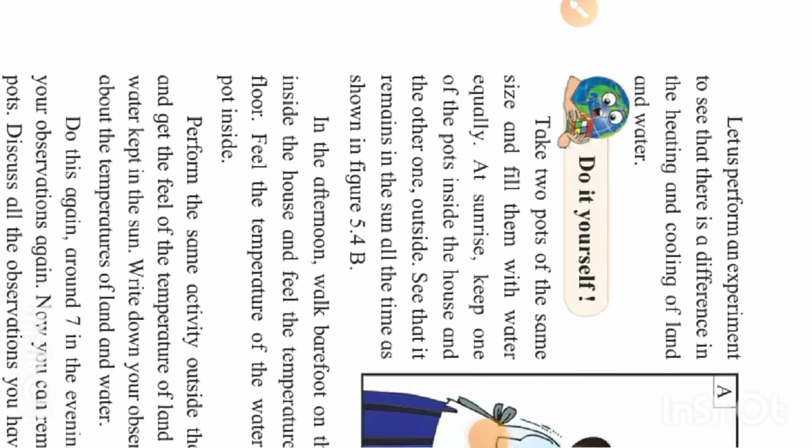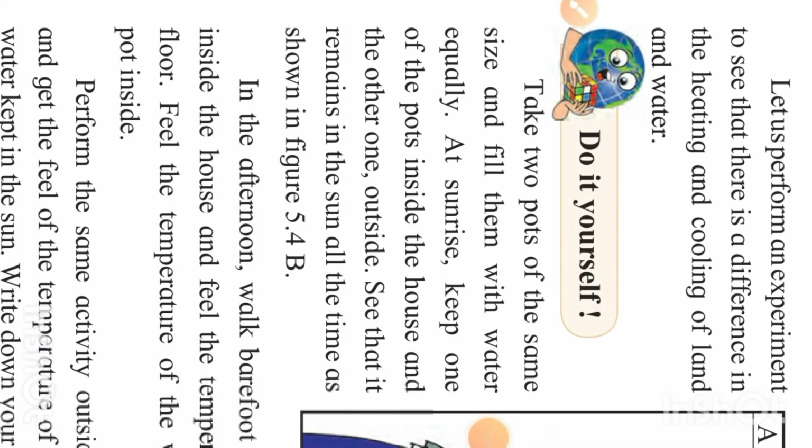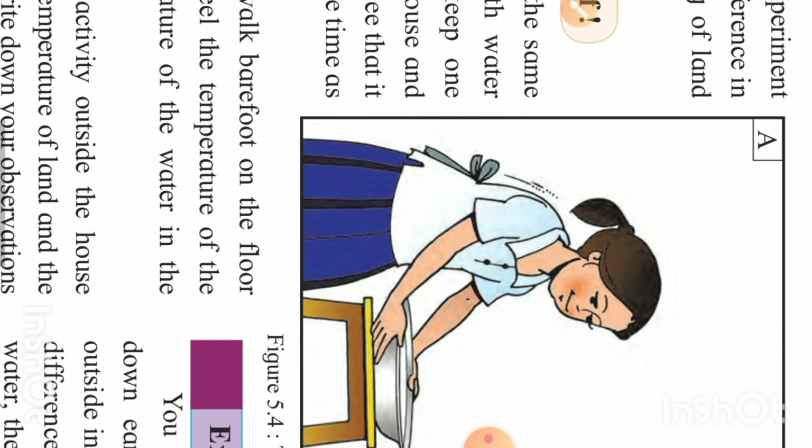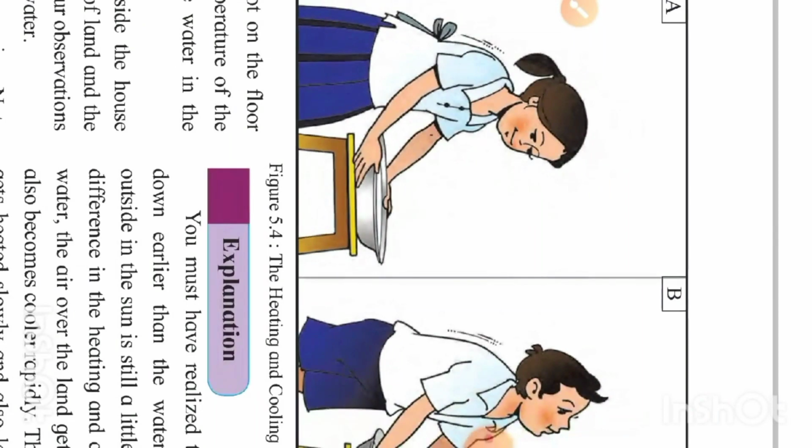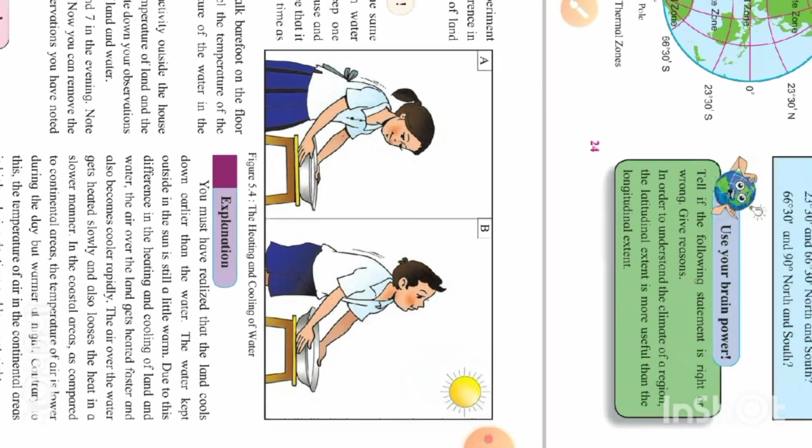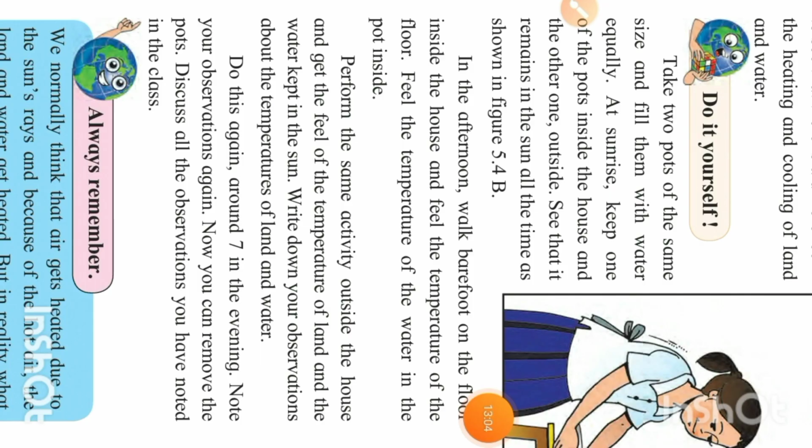It's written, take two pots of the same size and fill them with water equally. At sunrise, keep one of the pots inside the house and the other one outside. So at sunrise, one is kept inside the house and one is kept outside the house. In the afternoon, walk barefoot on the floor inside the house. Without slippers, barefoot, you have to walk on the floor inside the house and feel the temperature of the floor.